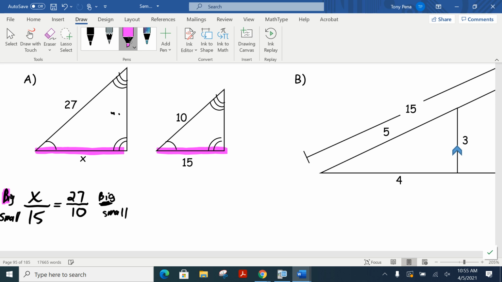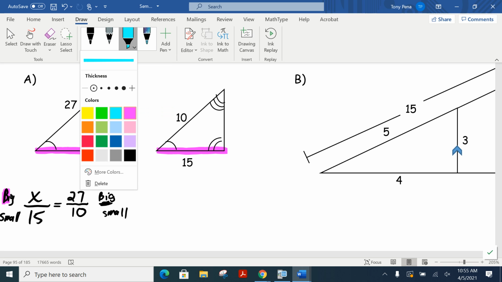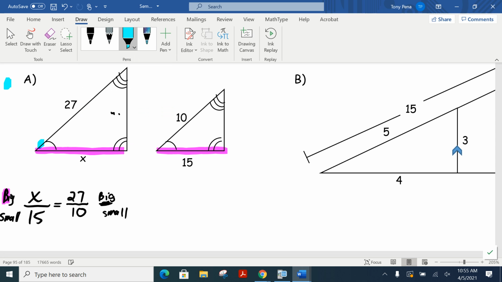So let's see why we would have done that. If we then look, we go from 1 arc to 3 arcs. So the corresponding side that goes from 1 arc to 3 arcs is here. So these are also corresponding sides. We have to put the big one on top, that's the 27, the small one on the bottom. That should work.